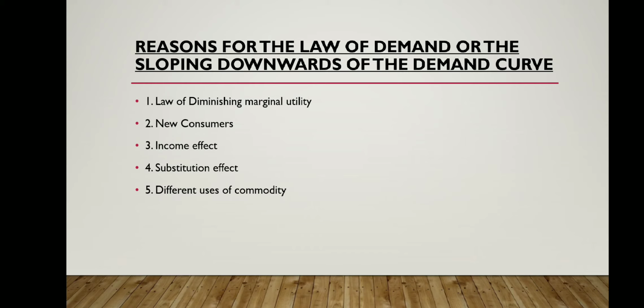So, here are some reasons because of which the demand curve slopes downwards. First is the law of diminishing marginal utility. As the price of the commodity falls, the consumer purchases more of the commodity so that his marginal utility from the commodity also falls to equal the reduced price. And if the price rises, the opposite happens.